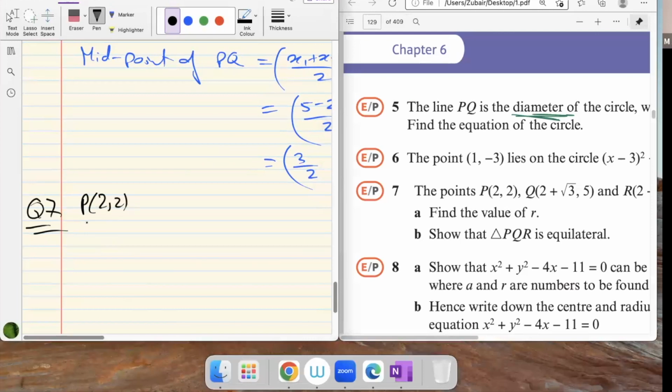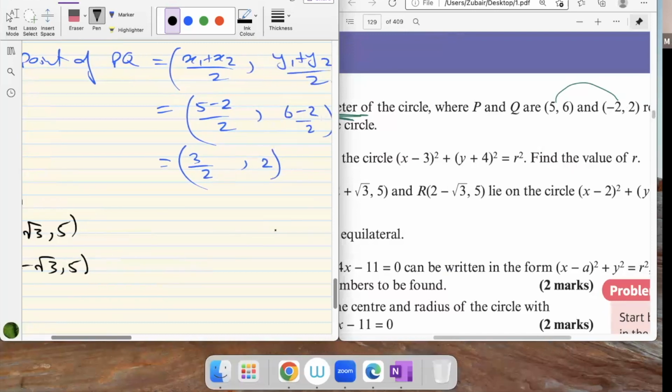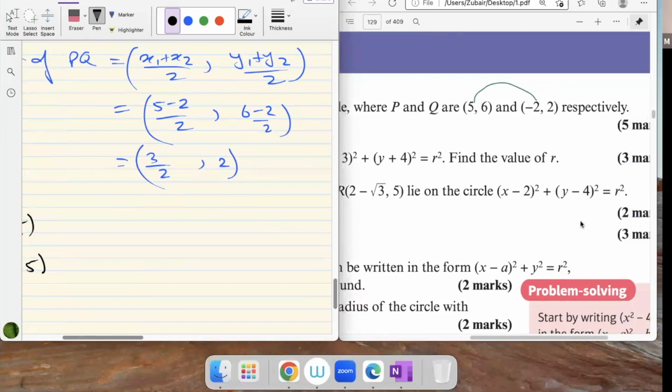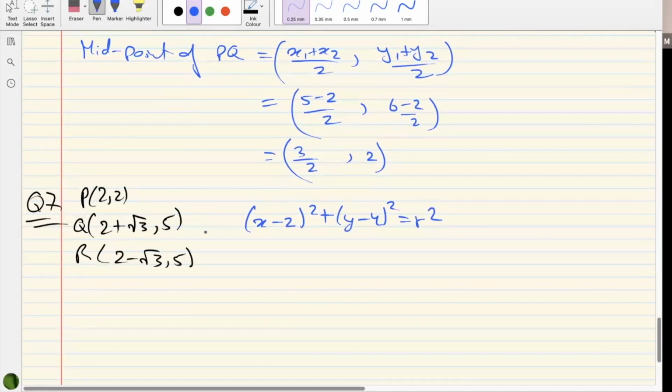Point P is 2, 2. Q is 2 plus square root 3, 5. And R is 2 minus square root 3, 5. And it lies on this circle, which is x minus 2 whole squared plus y minus 4 whole squared is equal to r square. First part is find r and then show that PQR is equilateral. So if we have to find r, all these points lie on the circle. So this is the easiest one.